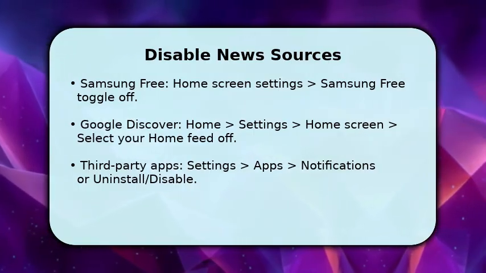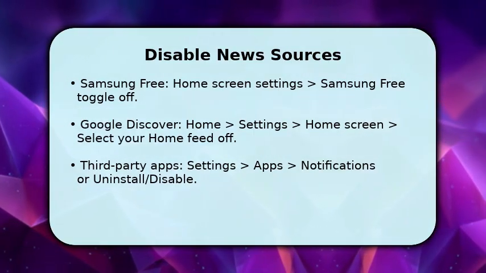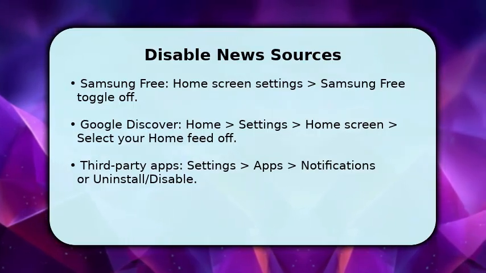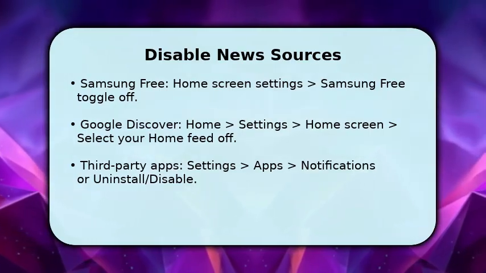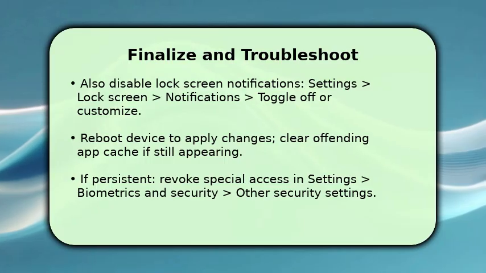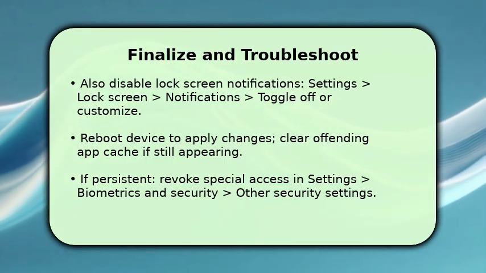For third-party apps, go to Settings Apps. Pick the app and turn off lock screen notifications or uninstall it. This prevents background updates. Finish by tightening lock screen notification controls so nothing slips through. Go to Settings Lock Screen Notifications and either toggle off or pick Detailed Controls to hide content.